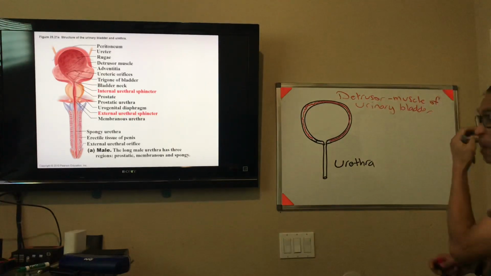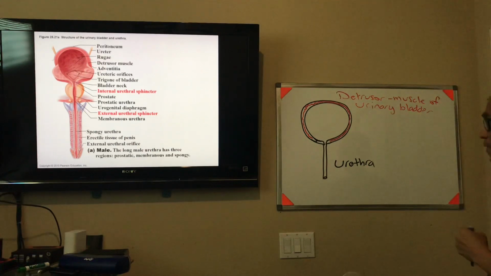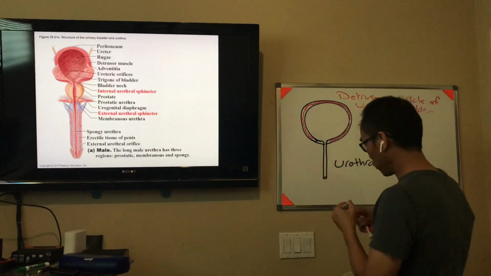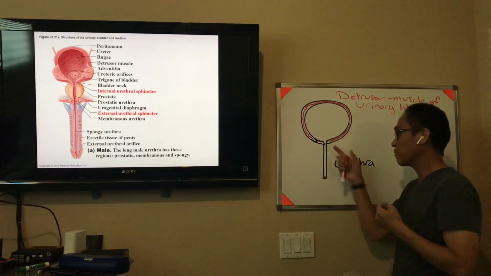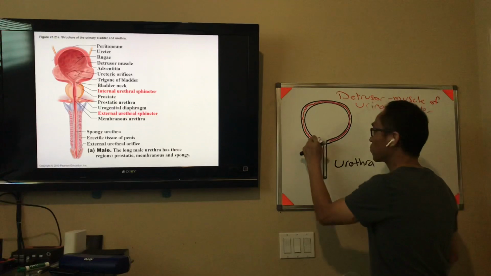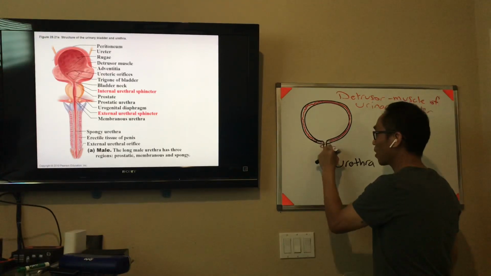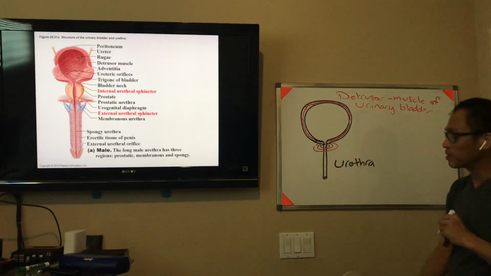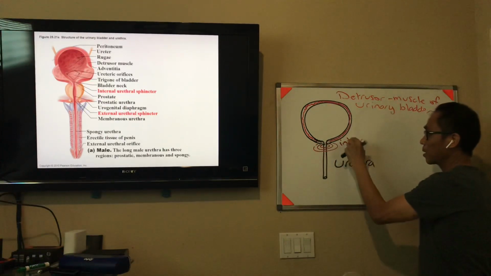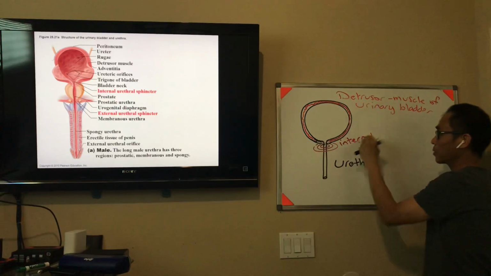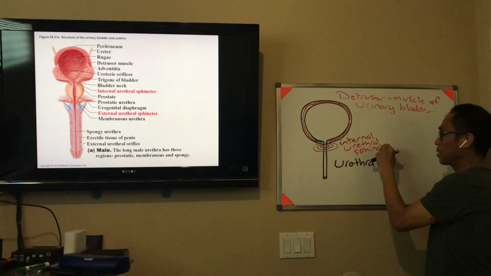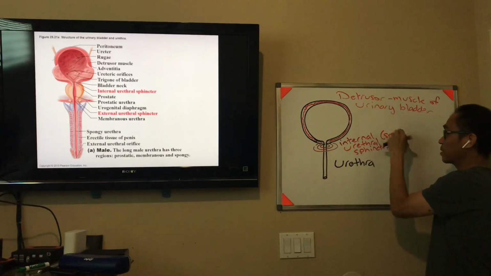And there's a couple of sphincters that help you hold the urine in. As the detrusor muscle fibers approach the orifice of the urethra, they form what's called an internal urethral sphincter. I'll just kind of draw it like this. These kind of rings going around the proximal portion of the urethra. Internal urethral sphincter. It's also true smooth muscle.